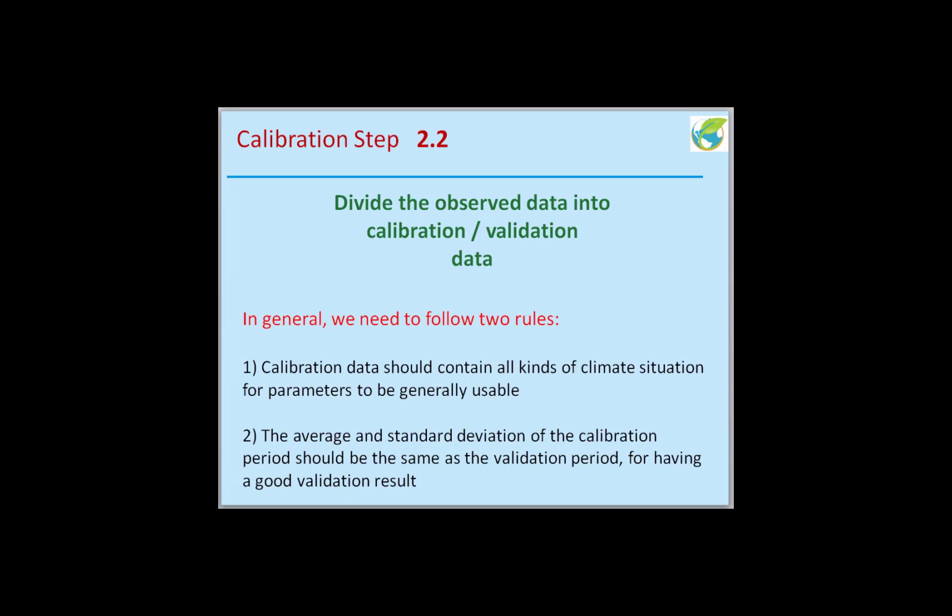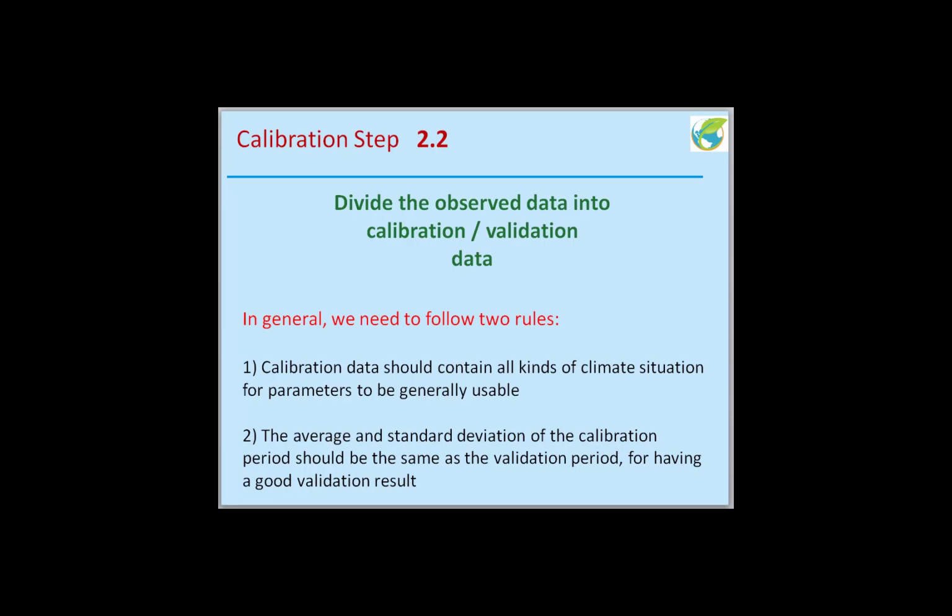Okay, next in step 2.2, you need to divide the observation data into calibration and validation data periods. To do this, in general, we need to follow two rules. The first is that calibration data should contain all kinds of climate situation for parameters to be generally usable. That means you should not calibrate only for wet years or dry years or monsoon years and so on. So your calibration data set should contain all kinds of climatic situation.